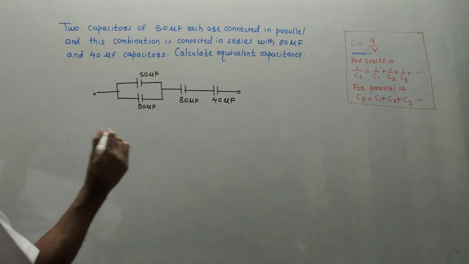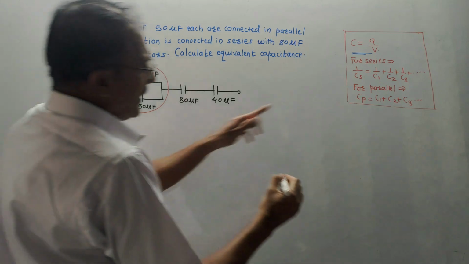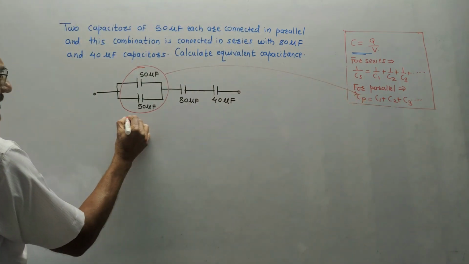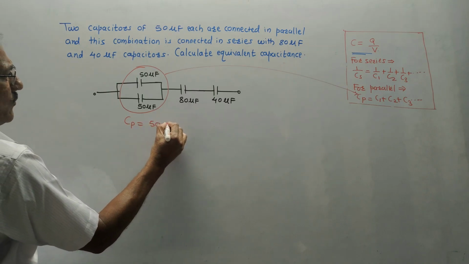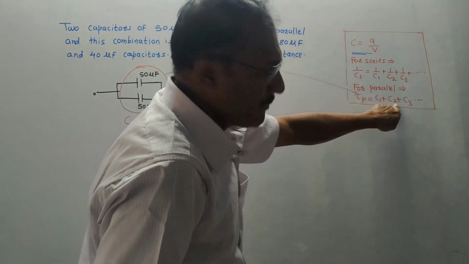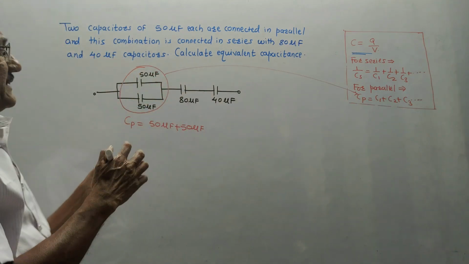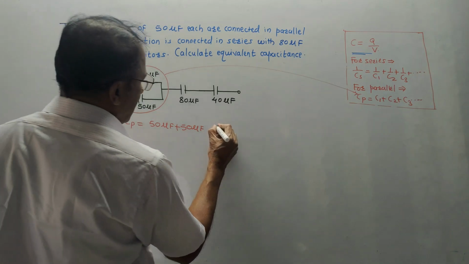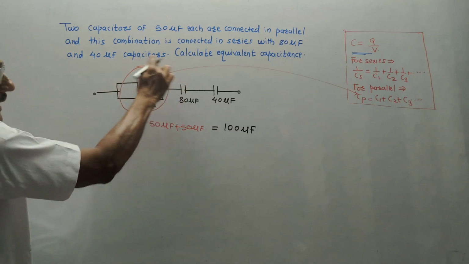How to do it? Make the thing simple. This is the parallel combination. We have the formula to calculate the value for parallel combination. So in this case, it is Cp is equals to 50 microfarad plus 50 microfarad. Very simple. It is C1 plus C2 plus C3 and so on. Here only two capacitors are in parallel, so I am simply adding the two values. So answer will be 100 microfarad. This is the answer of only parallel combination.